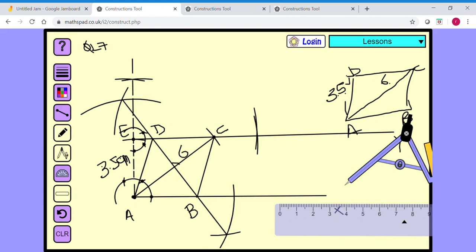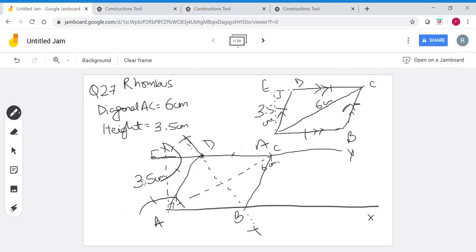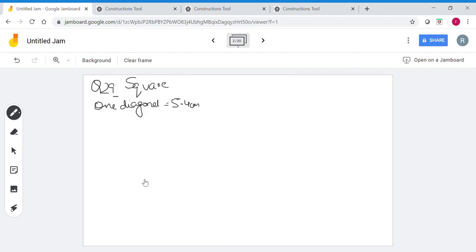The diagonals bisect each other. One diagonal AC is 6 centimeter and the height is 3.5 centimeter. Perfect. So let's move on to the next question. The next question we do is question number 29.